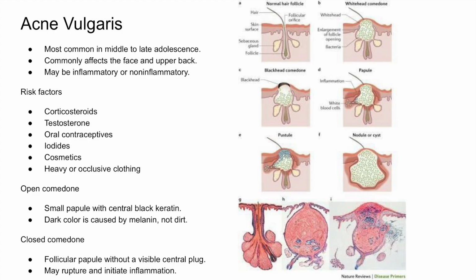So a closed comedone or whitehead has a blocked follicular opening and no visible central plug. If the follicle ruptures, its contents enter the dermis and generate inflammatory papules, pustules, nodules, or cysts. Androgens and medications such as corticosteroids can worsen acne by increasing sebaceous activity or altering follicular keratinization.